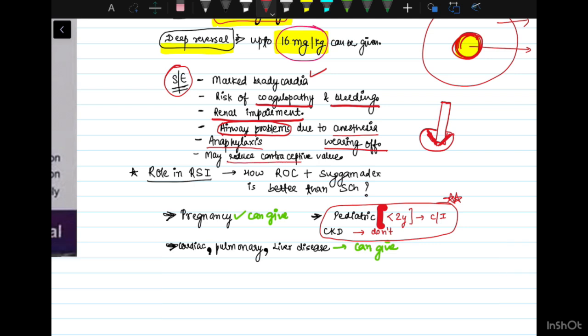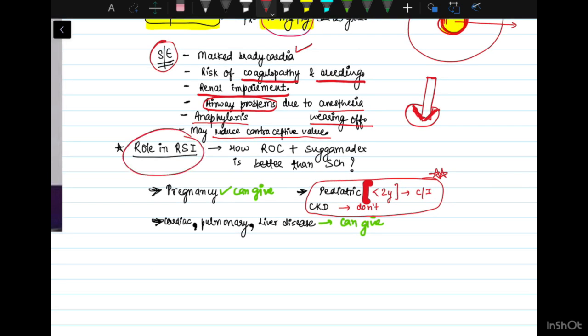Then the last side effect is that it may reduce the contraceptive value. So in young patients who are taking oral contraceptive pills or certain contraceptive agents, if you are using Sugammadex, there may be a chance of failure of that contraceptive. Role in RSI: we have stated that succinylcholine doesn't have a reversal agent. There may be a possibility of phase 2 blockade, or maybe an atypical cholinesterase enzyme which may prolong the action of succinylcholine. So it is better to use rocuronium, and if some problem occurs, you can easily reverse with Sugammadex.